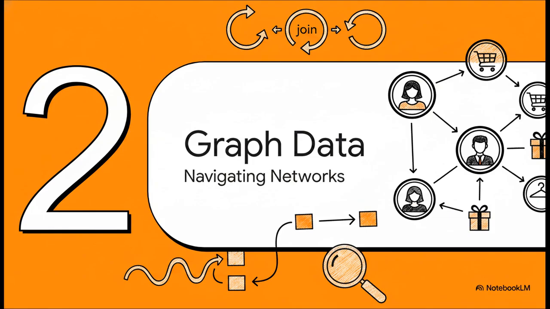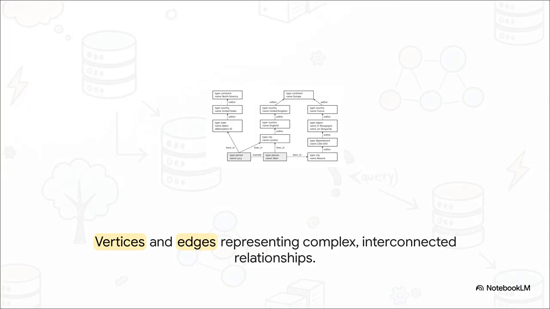Navigating interconnected graph data. But what happens when the relationships between your data points are actually the most important part of your data? Imagine building a recommendation engine to show products bought by friends of my friends. In a standard relational database, that is a nightmare of deeply nested joins. When your data is this interconnected, you really need to model it as a graph.